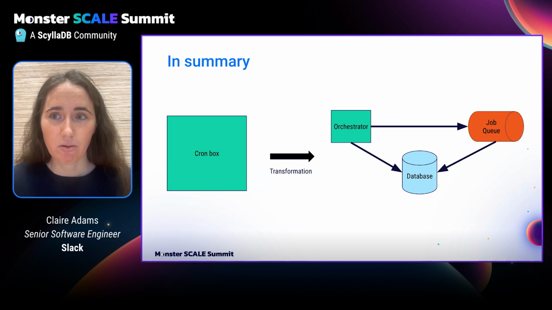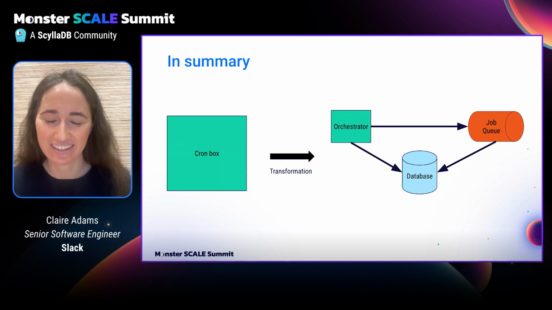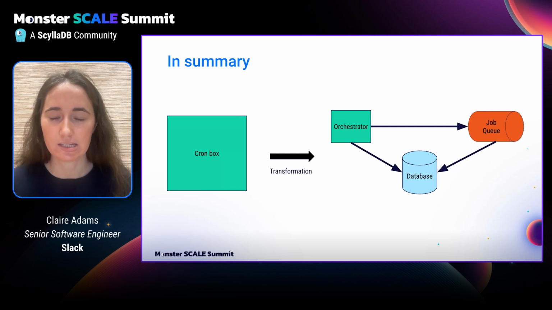So in summary, we went from our single cron box, our one node running on EC2, and now we have our orchestrator service, our job queue, and our database working in tandem, which gets us much more scale, much more reliability, and helps really decrease the amount of burden. So even though it is more components, it is easier to maintain.